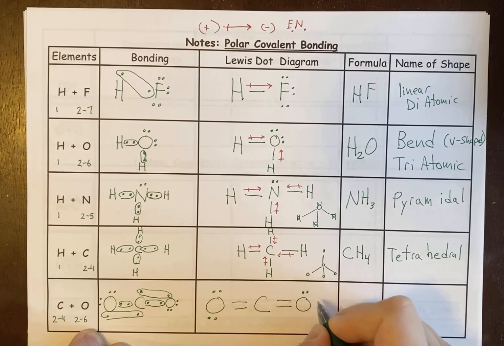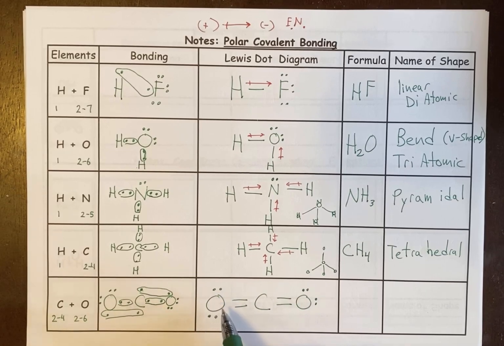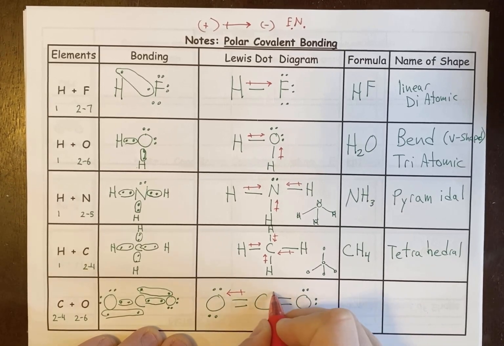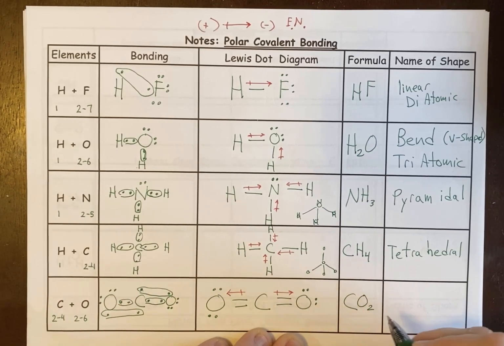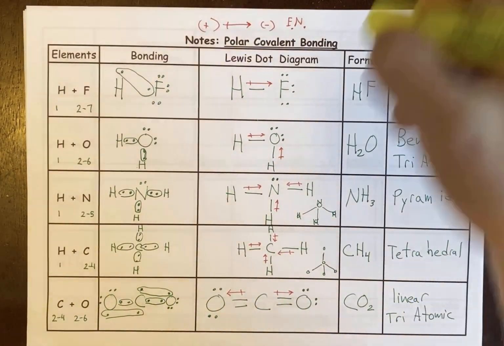Now again, I'm going to do this intentionally. So if you notice, I put 2 here on the side, and I did top side, I did top bottom. It doesn't matter. You could do them both like this. As long as there's 2 pairs, it doesn't make a difference. All right, and the polarity arrows actually point towards oxygen because oxygen is more electronegative. And now the name of this shape, this is CO2, and it is linear triatomic.